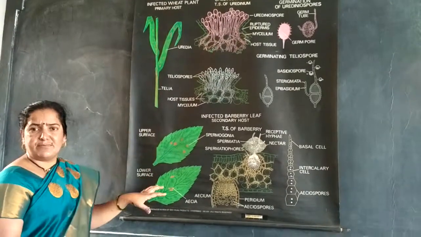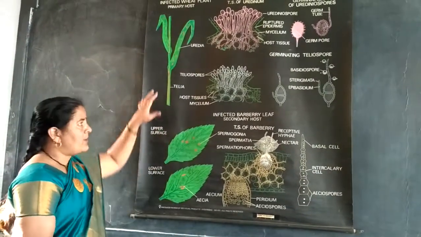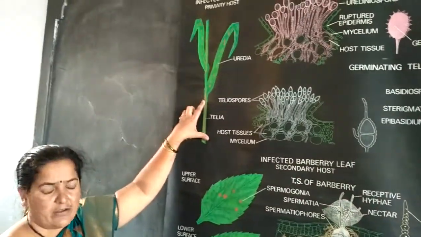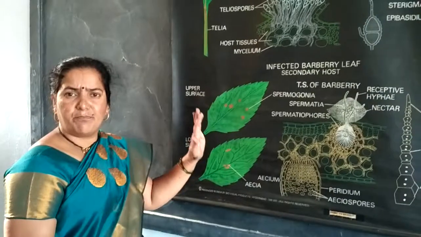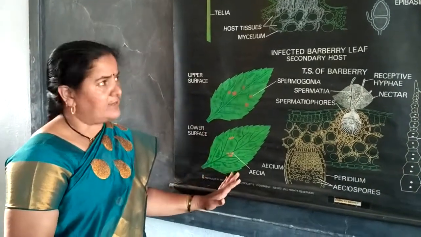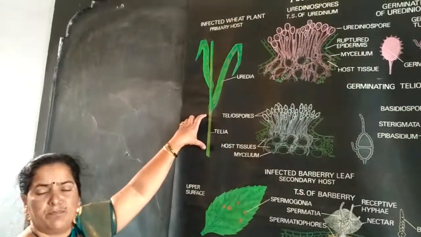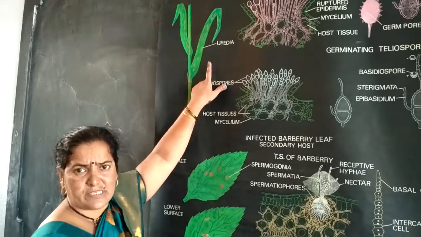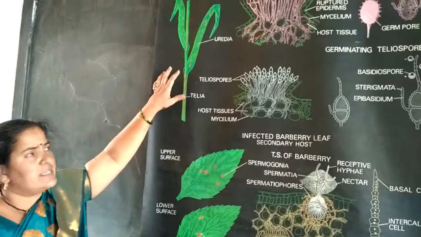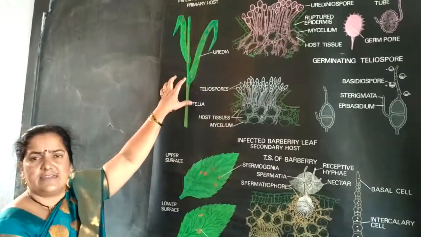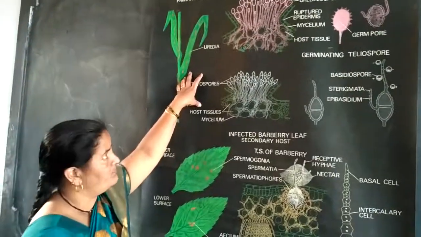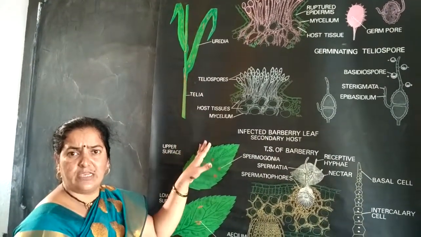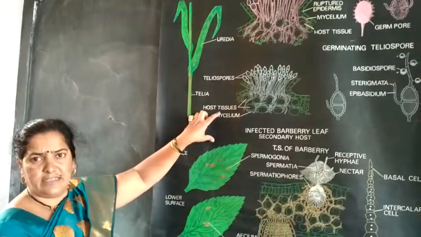It completes its life cycle with the help of two hosts. The primary hosts are main crops such as wheat and jowar, while the secondary host is the barberry plant, a weed plant. On the primary host, it produces brown colored patches or pustules on the leaf surface, which look like rust, and hence the disease is called rust disease. On the primary host, Puccinia completes its life cycle with the help of the uredial stage and the telial stage.